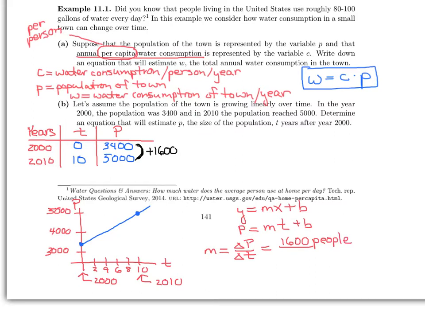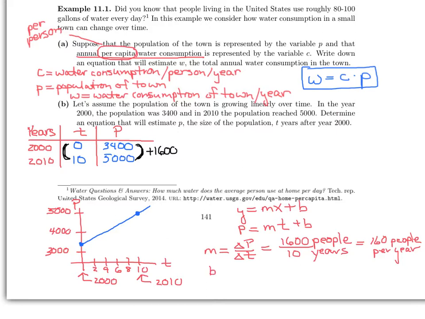And if we go back to our table and look at the t variable, we can see that t increased by 10 years. So we can write our change in t as 10 years. When we divide, we get 160 people per year. So that's how many new people are added to this population every year.